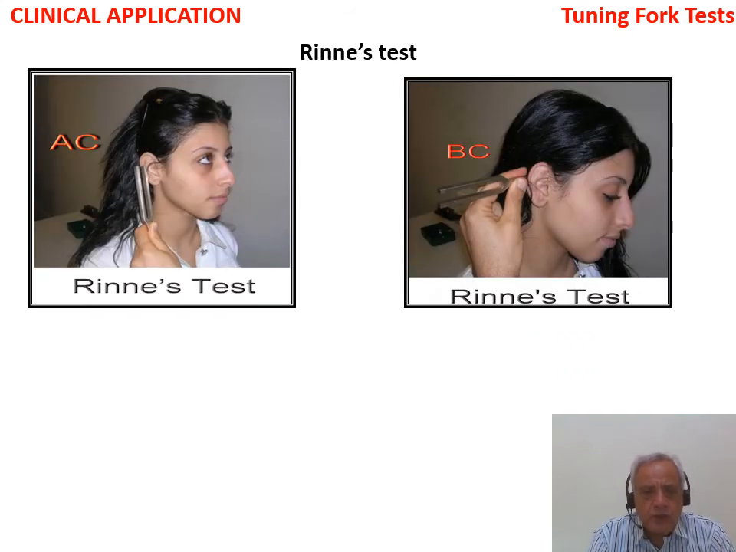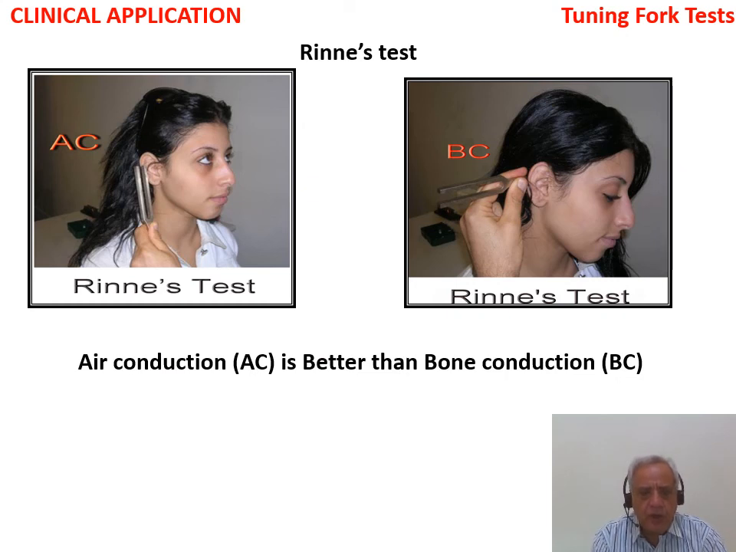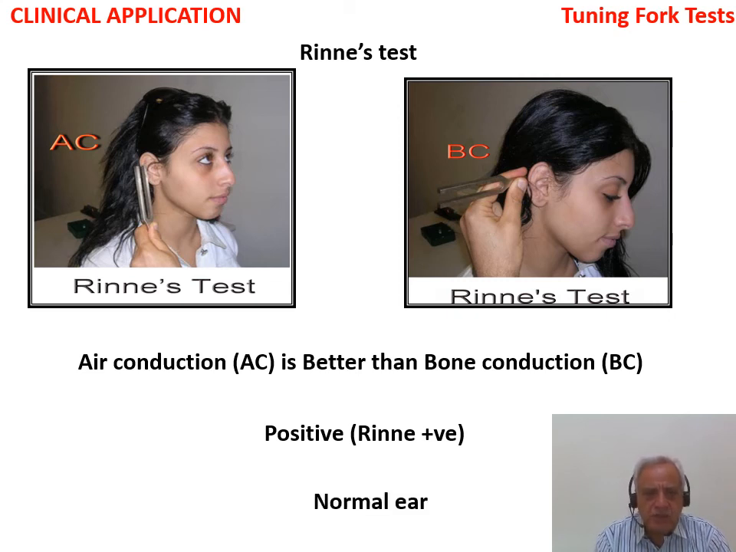ear. So what do we expect? In a normal patient, is the air conduction better or the bone conduction? The air conduction, where there is magnification. The bone conduction, there is no magnification. Of course, the air conduction will be better than the bone conduction. And this we will call the normal Rinne or the positive Rinne, and this will be in a normal ear. So when we say positive Rinne test, it means that the air conduction is better than bone conduction.